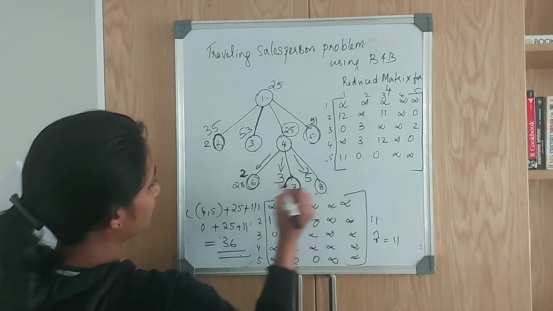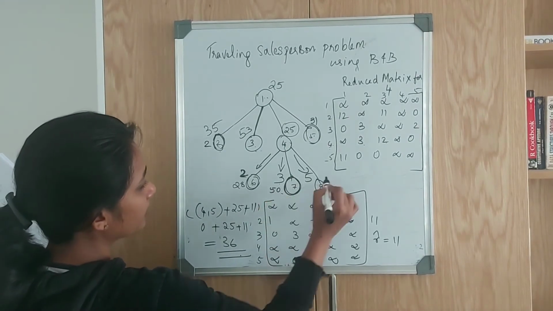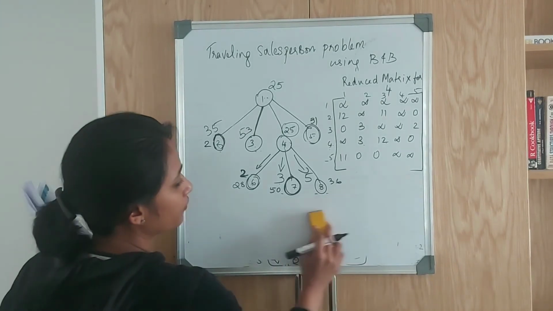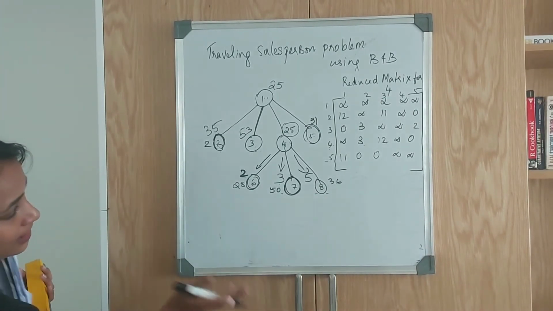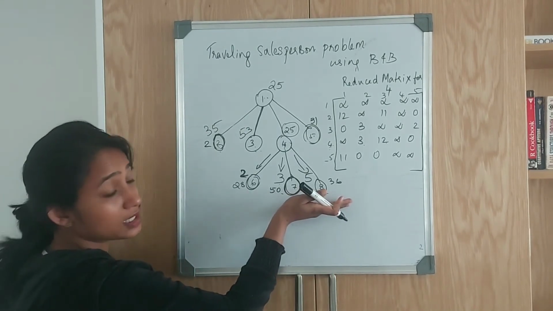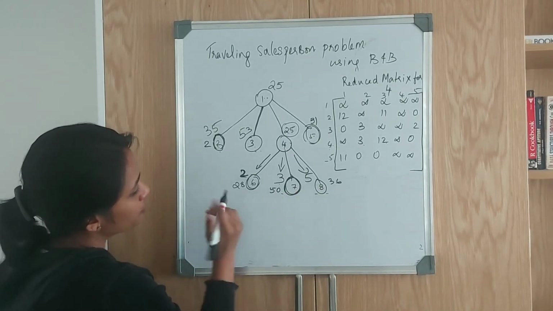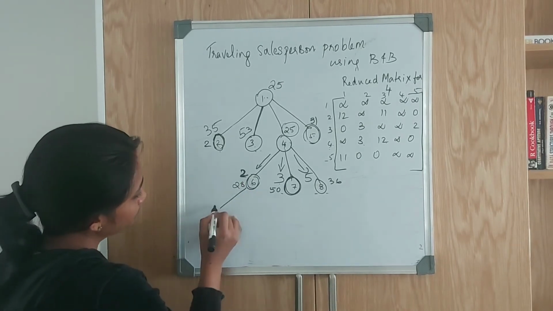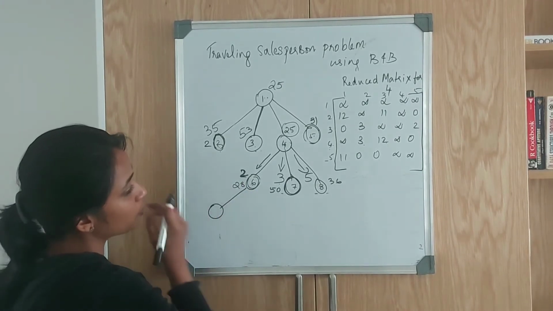Now you got this as 50. This is 36. Now what is your next step? What do you have to do? You have to explore to the next level. So to go ahead with the next level, you have to see which one is having the least cost. So which one for sure it is? 6. So you have to expand further or explore 6.